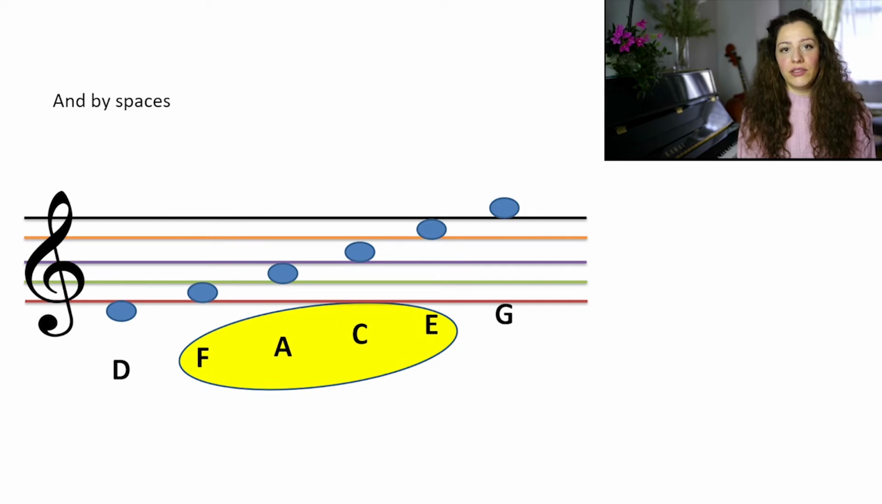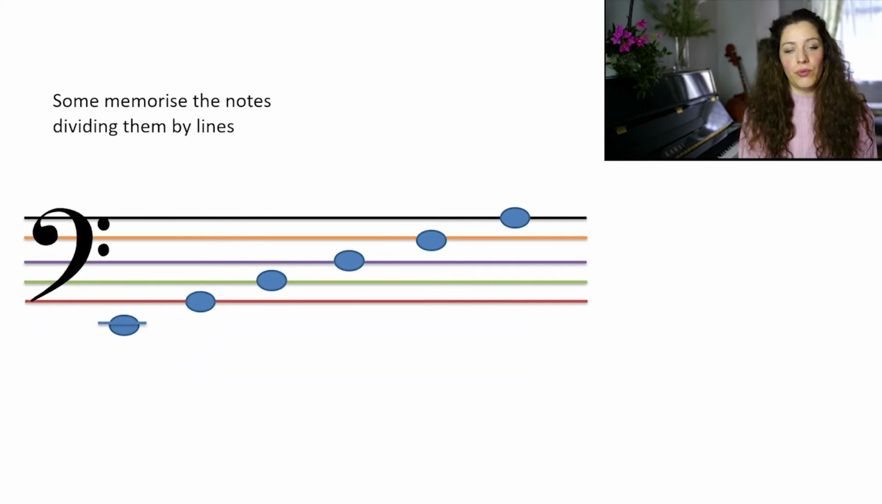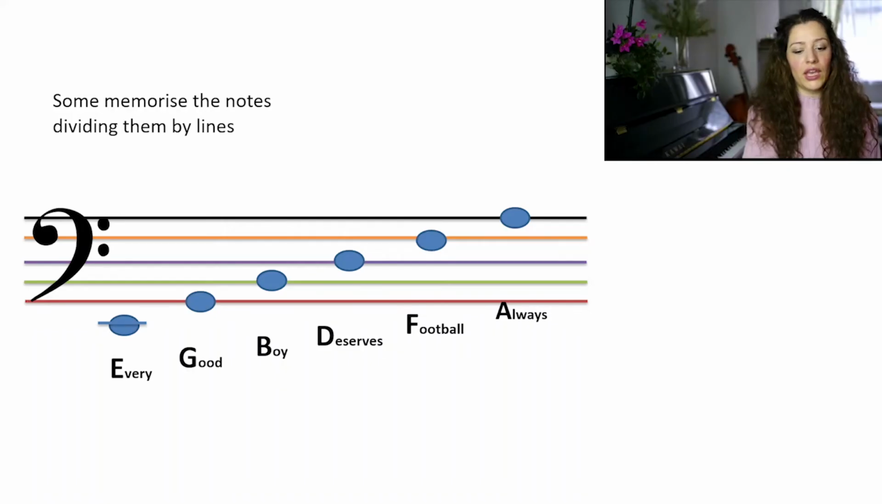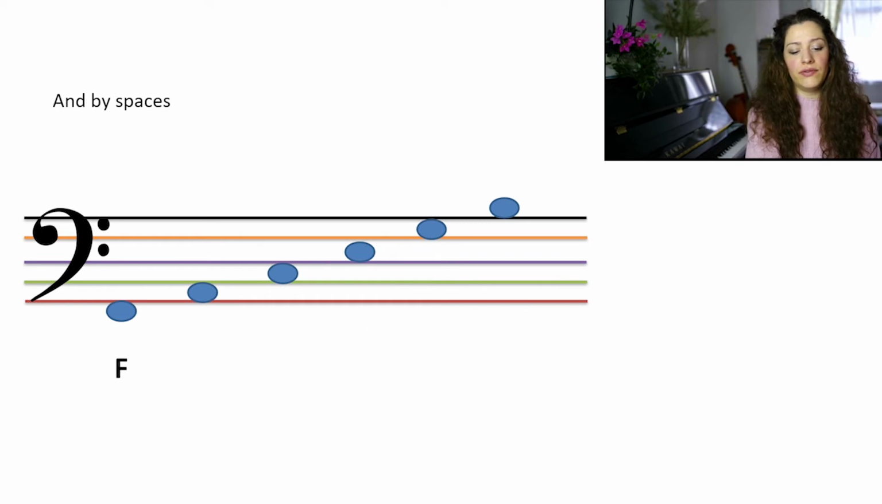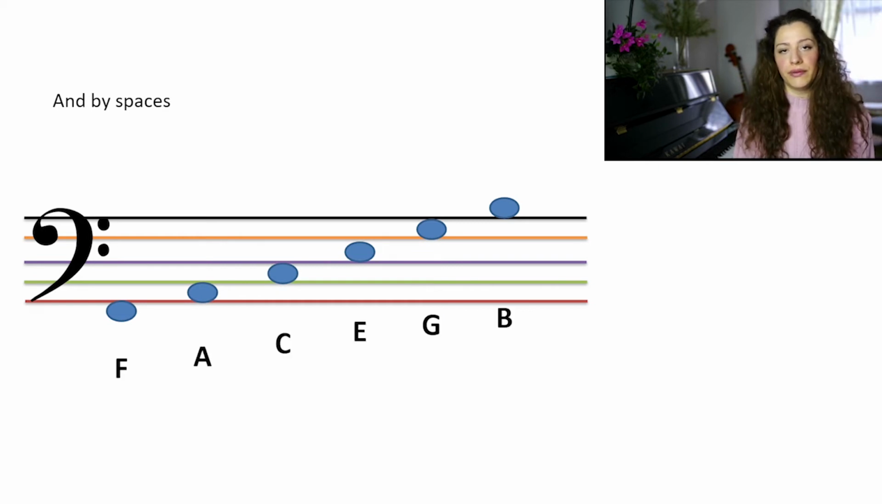Let's have a look at the bass clef. It will be exactly the same because the order of the notes is the same. So for the bass clef, we will have "Every good boy deserves football always," or you can make up your own interesting sentences. And for the notes in the spaces, we'll have again face and G and B.